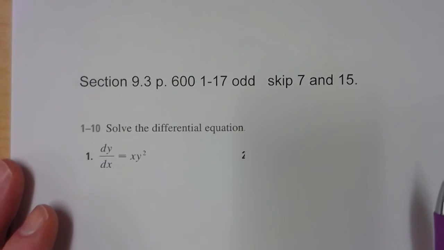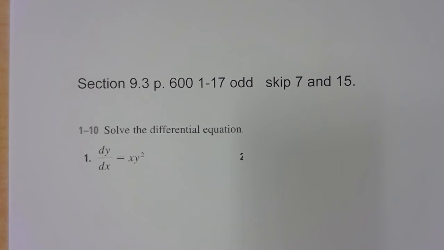All right, so I want you to do page 600, 1 through 17 odd, and then skip 7 and 15 because those require something that we can't do. Now, I want you to try these, and then I'm going to walk you through the solutions. I have all the solutions figured out on this piece of paper right here, and I'm going to walk you through all of them. But I want you to try the problems and then see what you need help with.